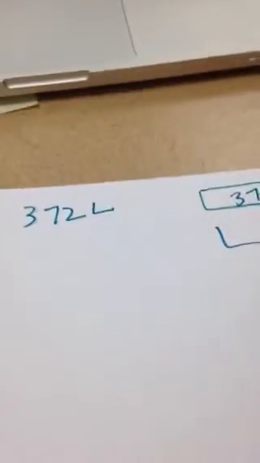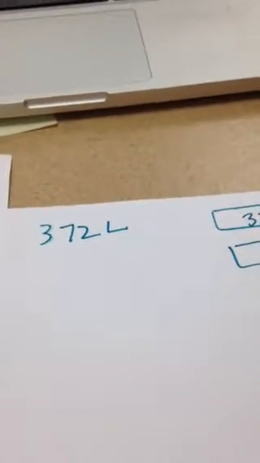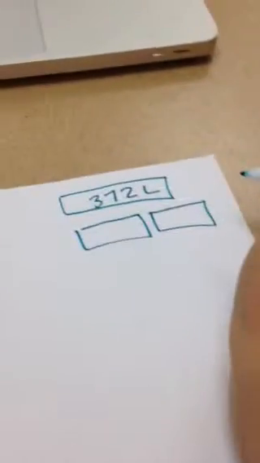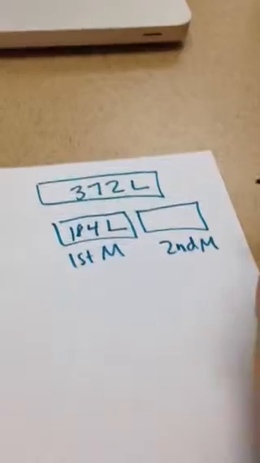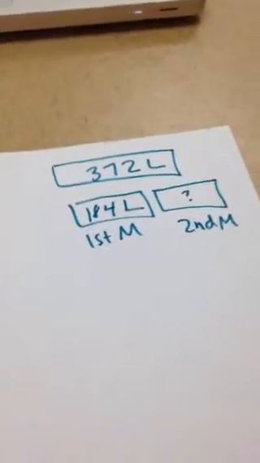Now we know that the gas is used over 2 months' time. So here's the first month, and here's the second month, okay? During the first month, he uses 184 liters. But we don't know, and you can even write that, first month. But we don't know how much was done in the second month. That's what our unknown is, and that's what we have to find.